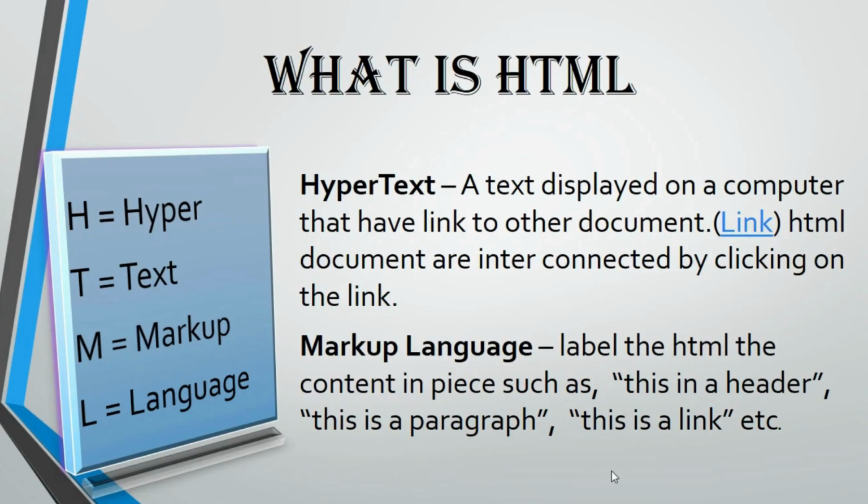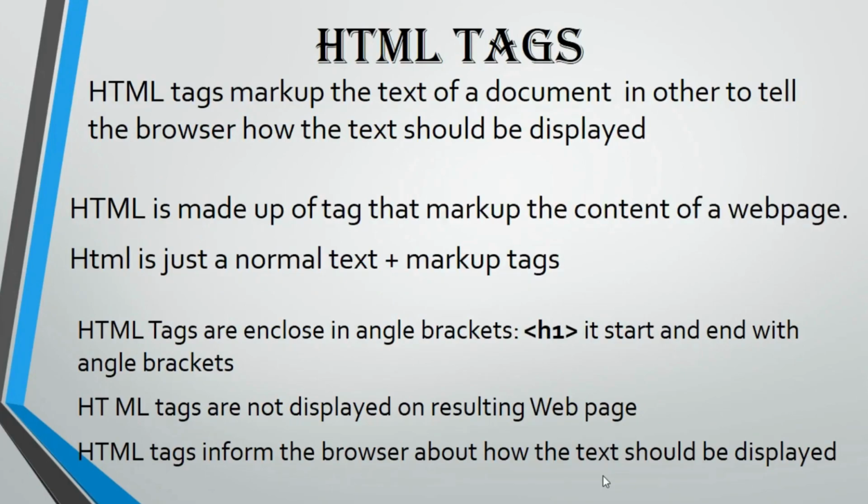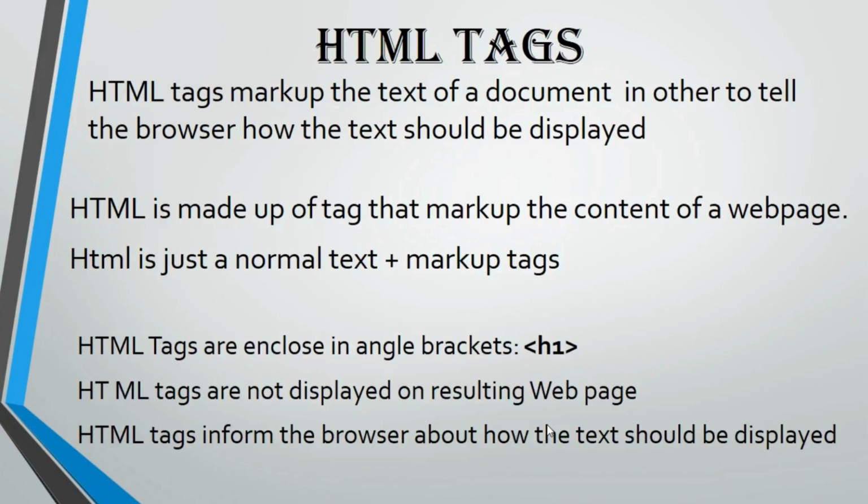So, how does HTML mark up the text of a web page? HTML uses tags to mark up the text of a document in order to tell the browser how the text should be displayed. HTML is made up of several tags that mark up the content of the web page. HTML is just normal text plus these markup tags. So, how exactly does an HTML tag look like?